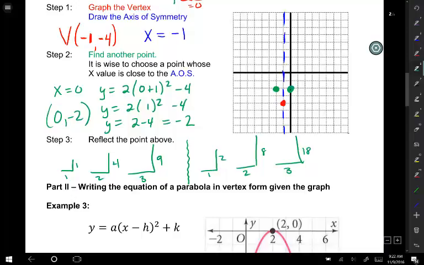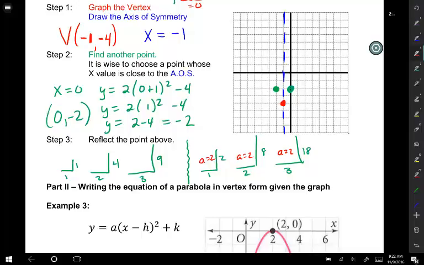Why am I multiplying by 2? Because that's the value of A. A equals 2. Why would you multiply the bottom by 2? You don't. You only multiply the y by 2. You don't change the x. Change the y.